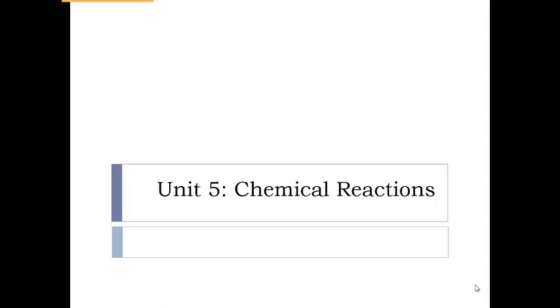As we start Unit 5, this is a very busy unit. There's a lot going on in this one. We're going to learn how to write equations and how to balance them. And then we're also going to learn about several different types of reactions and be able to identify and balance those and predict what types of products they will make. So there's a lot going on in this chapter, but let's start with how do we write chemical reactions.